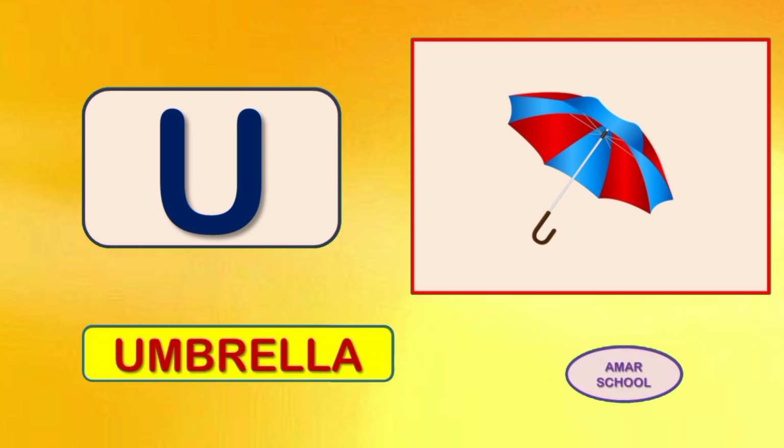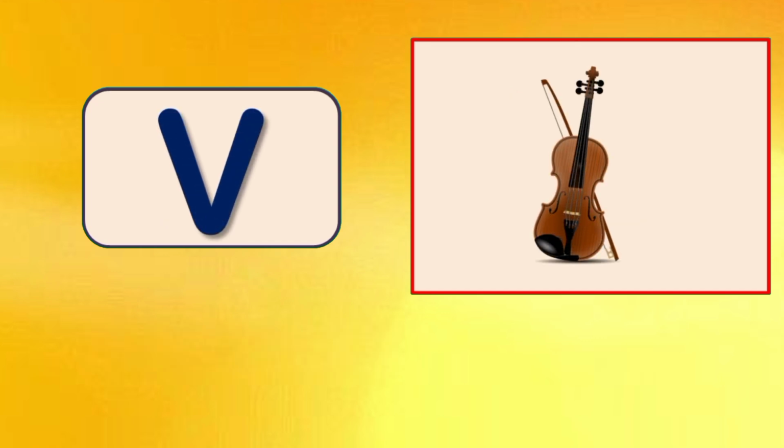U for umbrella. U for umbrella. V for violin. This is violin. V for violin.